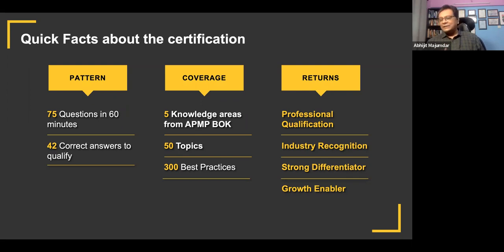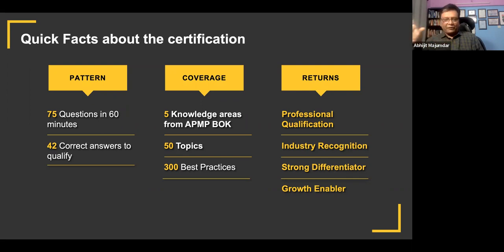Second, industry recognition. Since it is recognized across industries, you get industry recognition at a global level. The most important point is the strong differentiator. Why a strong differentiator? If you do a quick LinkedIn survey, go to LinkedIn ads or marketing, and search for the role bid manager with India as the location, you will find there are around 7.5 lakh bid managers.